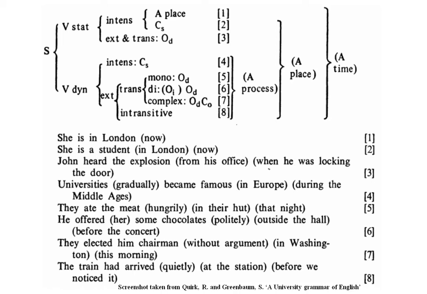Welcome in this short video on the types of sentence structure. Within the construction of a sentence, we have two types of verbs, stative verbs and dynamic verbs. And each one of these verbs could be intensive and extensive. So the first thing that we need to know is the difference between stative verbs and dynamic verbs, and then the difference between intensive verbs and extensive verbs.